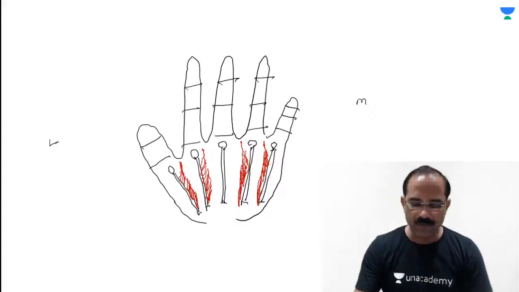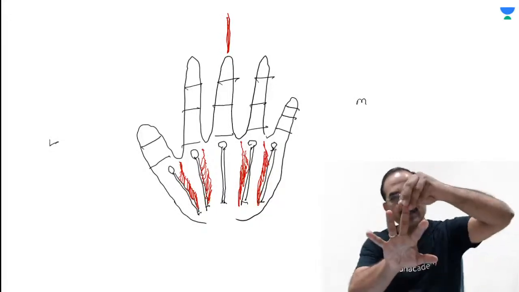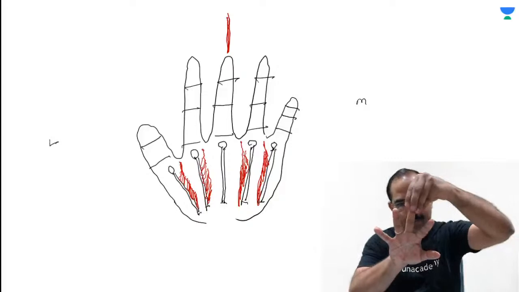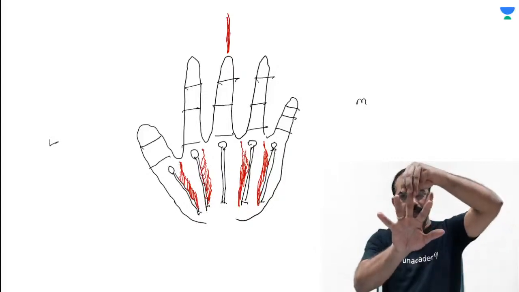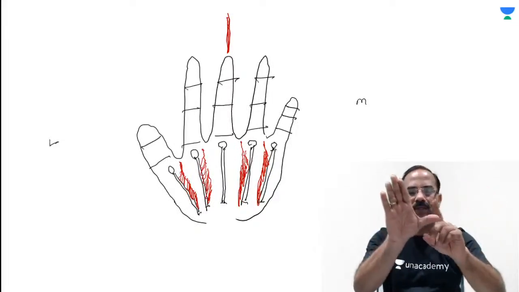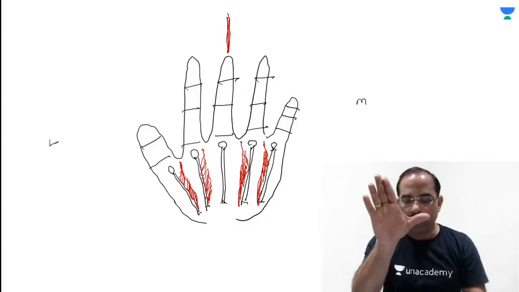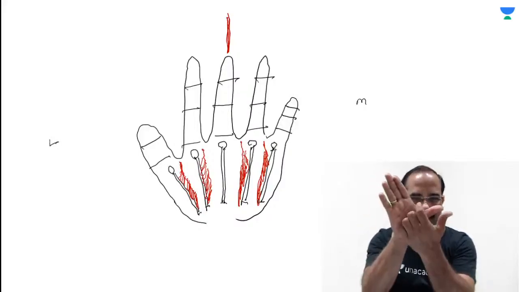Now students, this middle finger is already in adducted position. So what is adduction for the fingers? Like this, coming towards the middle finger. So tell me now, what is adduction for the thumb? This. So where will the palmar interossei be inserted?